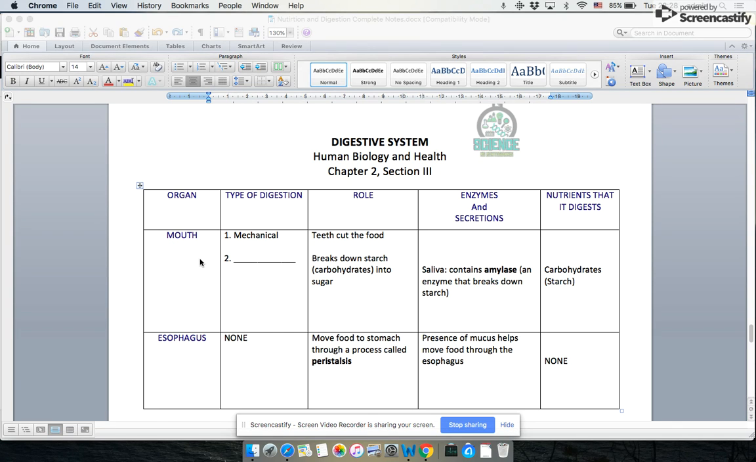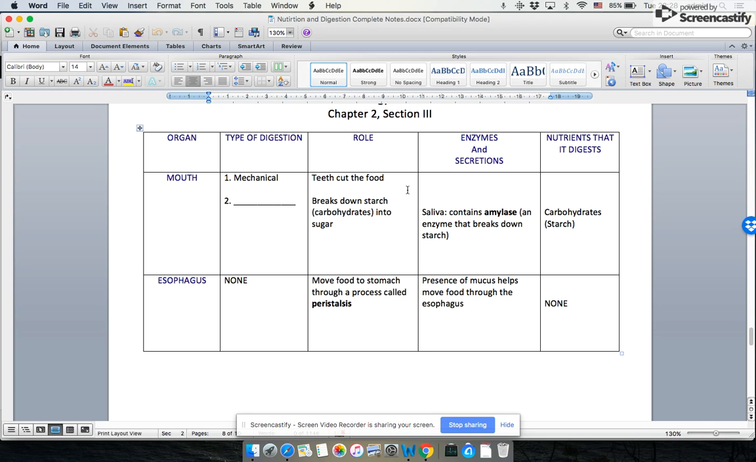In the mouth, there is mechanical digestion, which is basically the teeth cutting your food. In the mouth, there is also chemical digestion. At this point, starch or carbohydrates are starting to be broken down into sugar. This happens with the help of saliva. Saliva is a watery substance that is secreted by your salivary glands. And in your saliva, there's an enzyme called amylase, which is basically, like I said, a protein that helps break down the carbohydrates into sugar.